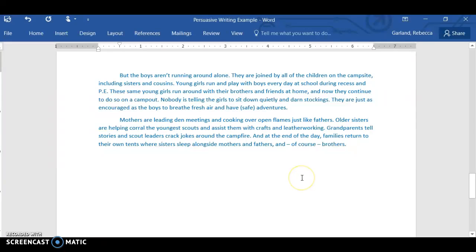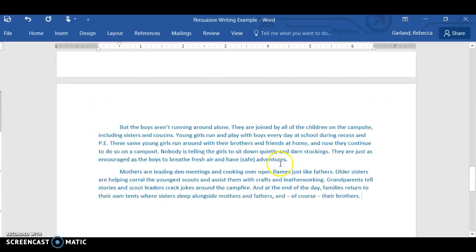All right, mothers are leading den meetings and cooking over open flames just like fathers. Older sisters are helping corral the youngest scouts and assist them with crafts and leatherworking. Grandparents tell stories and scout leaders crack jokes around the campfire. At the end of the day, families return to their own tents where sisters sleep alongside mothers and fathers, and of course, I'm going to add another piece of revising, their brothers. And that is just one piece of support.